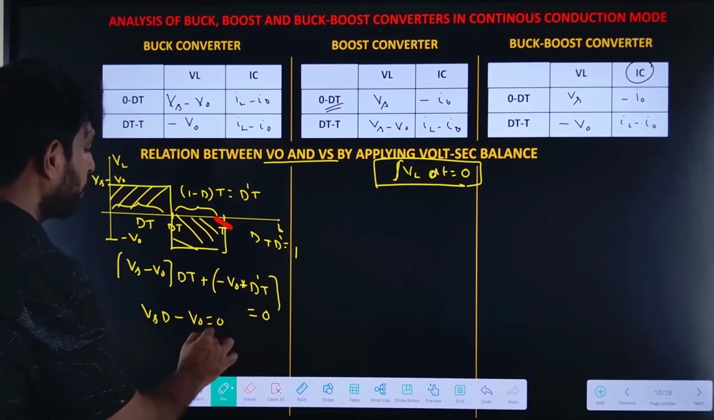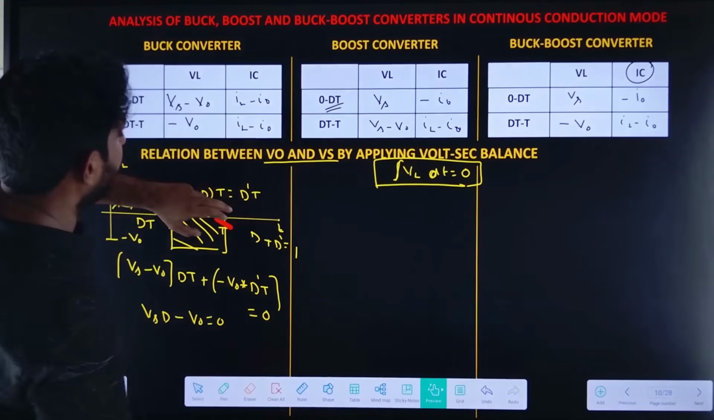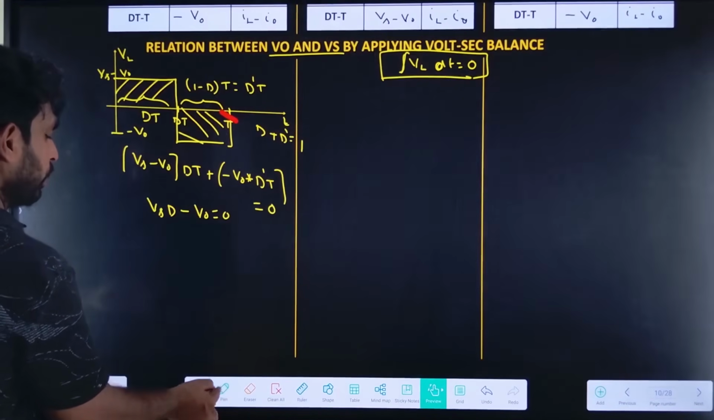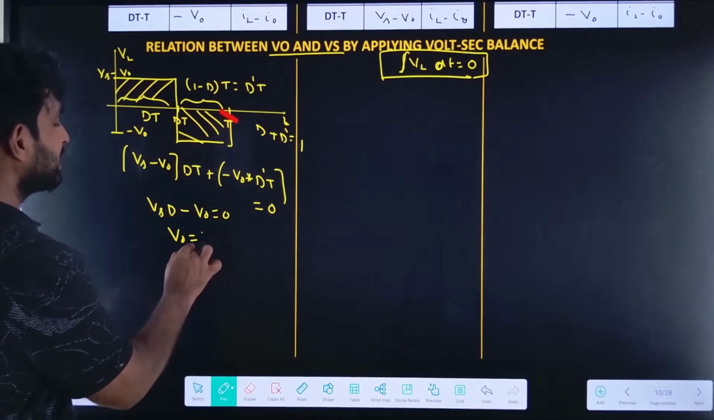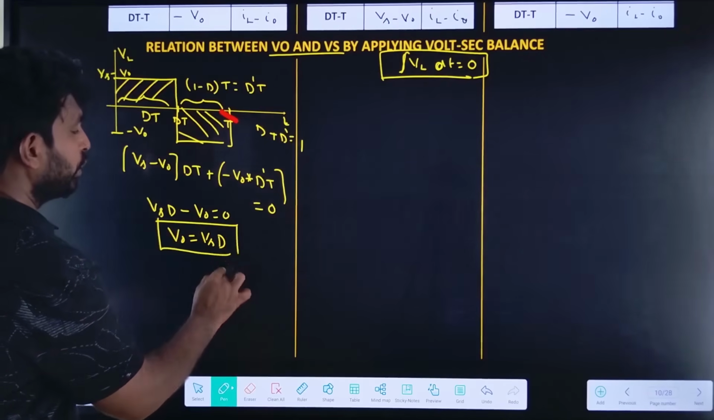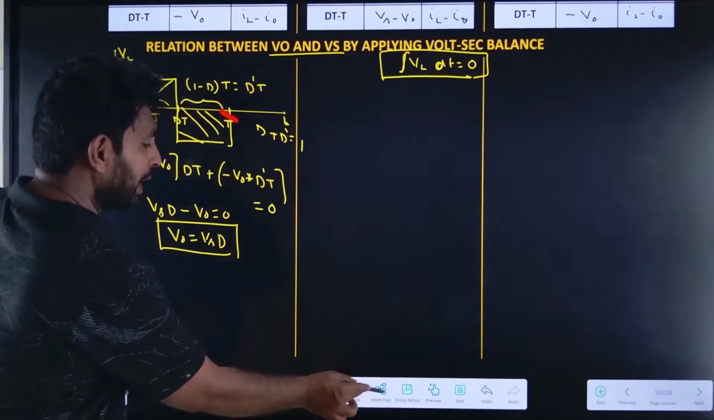So Vs d minus V naught equal to 0. From that, what is the value of V naught? V naught equal to Vs into duty cycle. The duty cycle is in between 0 to 1. So this is for the buck converter.